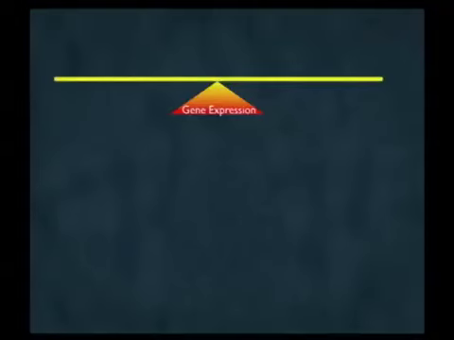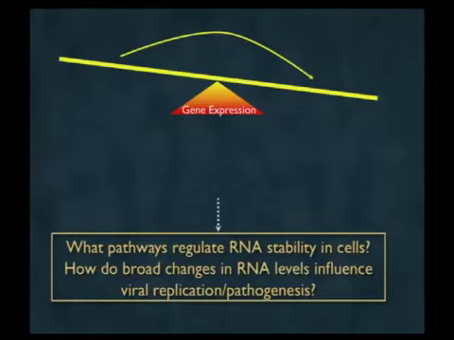So what my lab is interested in is understanding pathways that control RNA destruction, in particular those that can have global effects on gene expression. And so we're trying to figure out basically what pathways regulate RNA stability in cells, and then also how do broad changes in RNA levels influence viral replication and pathogenesis.